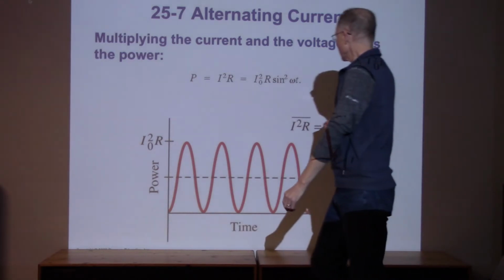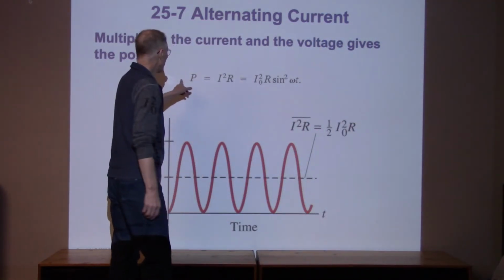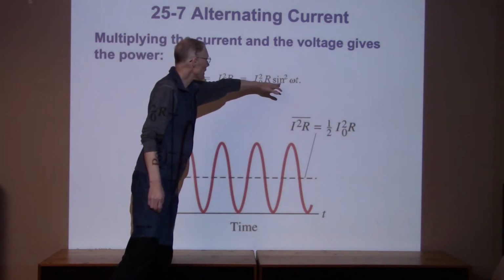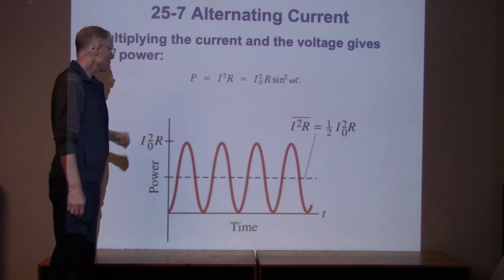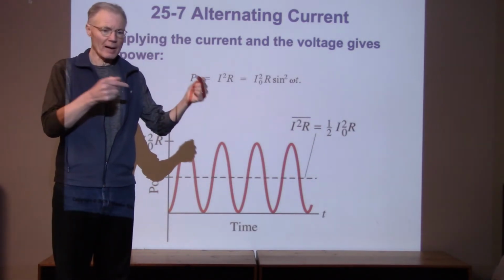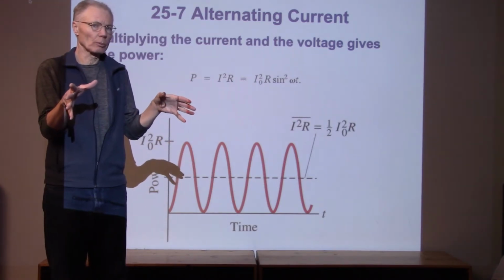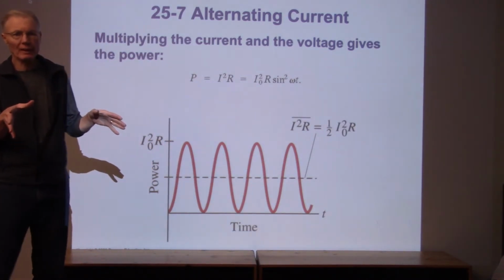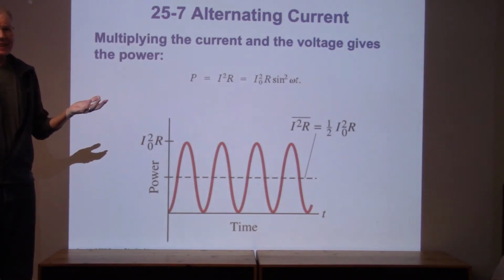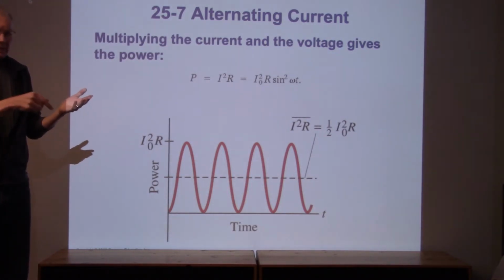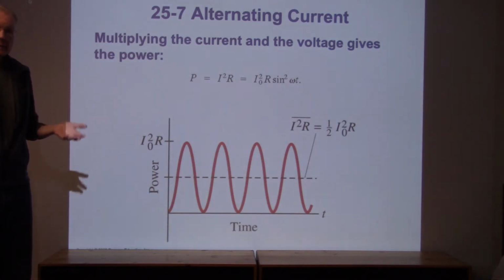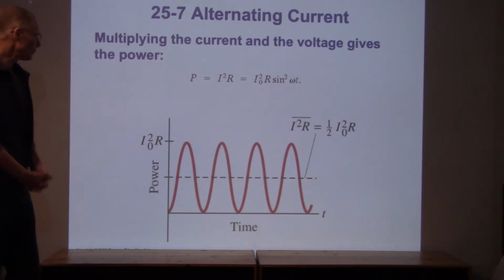Now, when we multiply the voltage and the current together, what we get is a sine squared function, and so the power is always positive. If we have current running back and forth in, say, a light bulb, the current keeps going back and forth through the light bulb, and an incandescent bulb doesn't care if the current is going back and forth, it still lights up. It still heats up the filament, lights up the bulb.